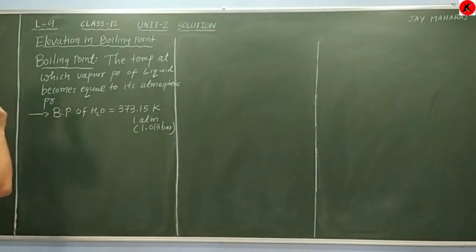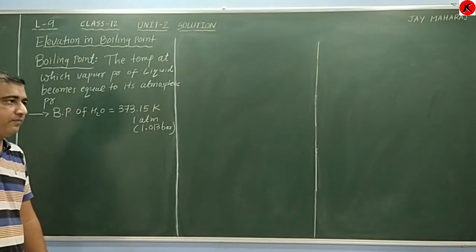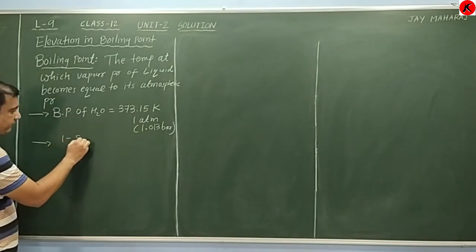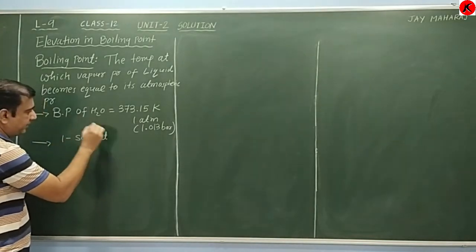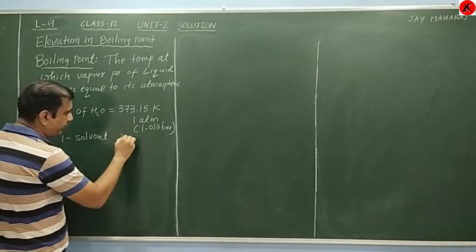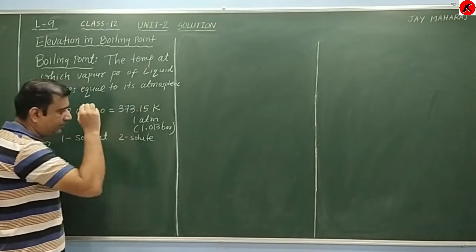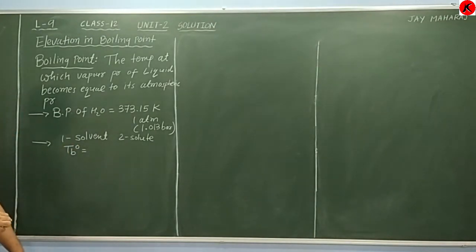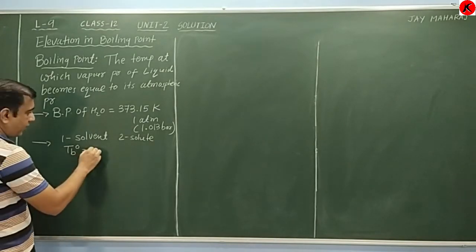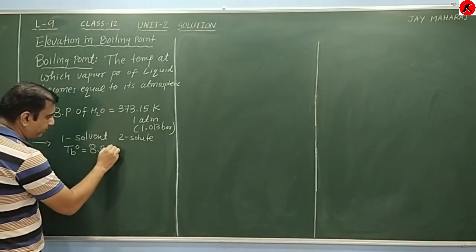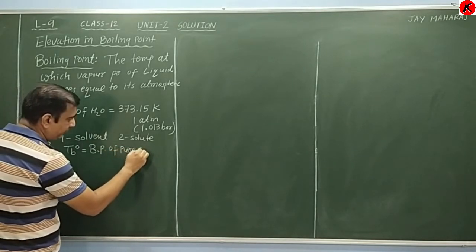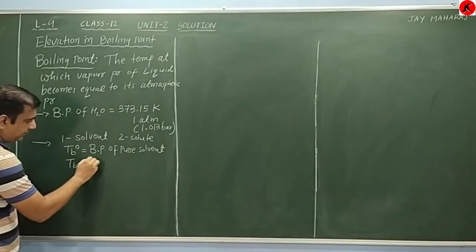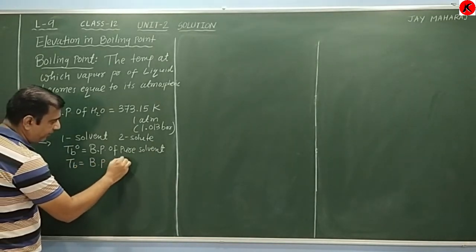Now, our topic is elevation in boiling point. So, what do we mean by elevation in boiling point? We consider one component as a solvent and the second component as a solute. TB0 is the notation for the boiling point of the pure solvent, and TB is the boiling point of the solution.